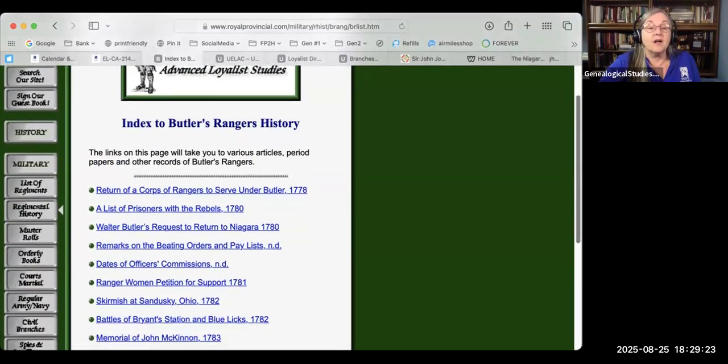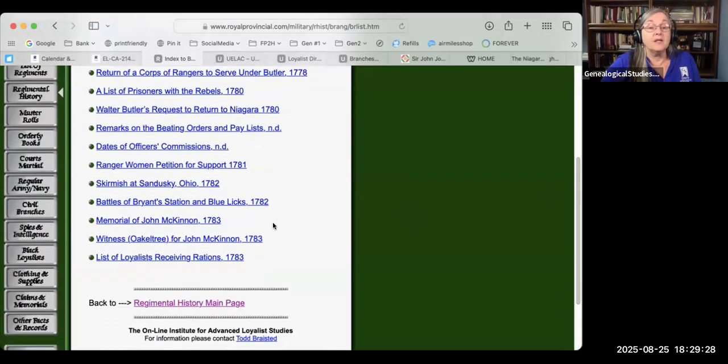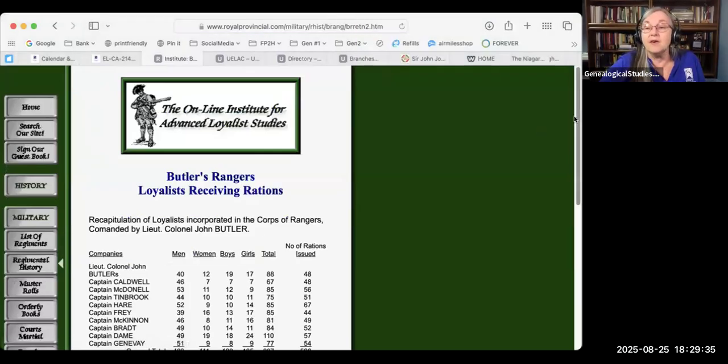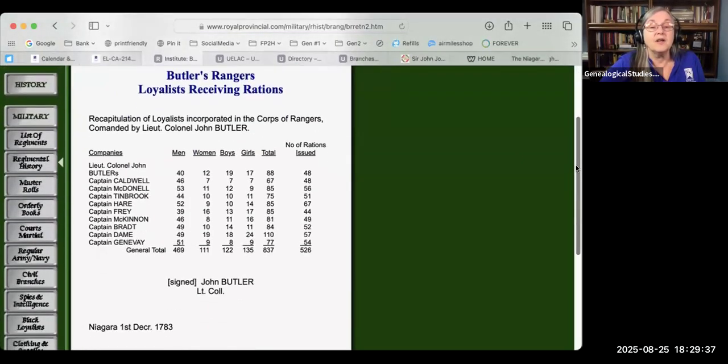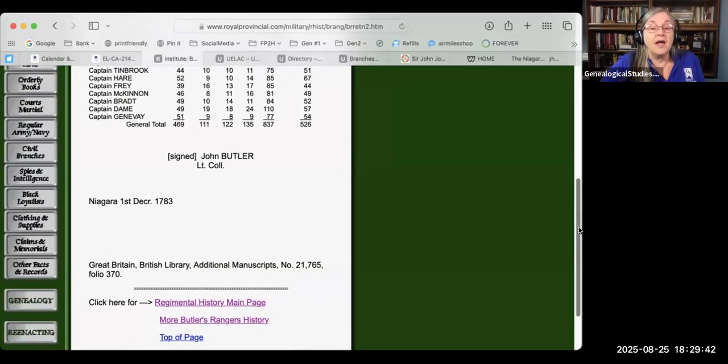If I go there, it's going to give a list of some of the key dates and the battles they were involved with, and a list of loyalists receiving rations in 1783. And there he's got a transcript of it that he's taken from other records. So again, this is derivative sources. You would want to follow up his reference here that it was in Great Britain, in the British Library, in the manuscripts, and there's the number.